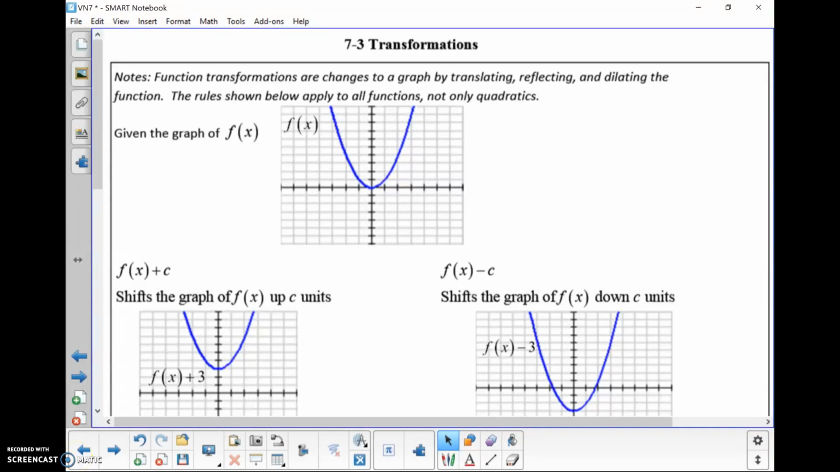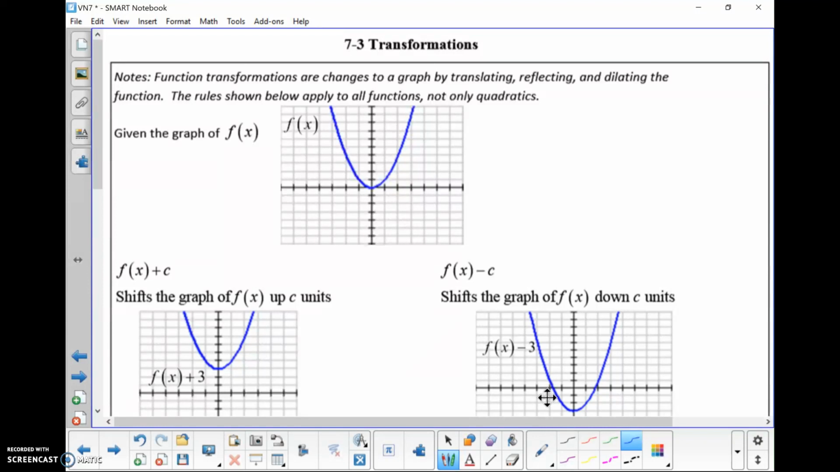Algebra 1 Common Core, Unit 7, Section 3, Transformations. So transformations is something you're going to talk a lot about this year and next year, and in Algebra 2. It comes again and again and again. These are not things that are limited to quadratics. This is just the first time that we show you because it's very easy to see them on quadratics. But it could be anything.